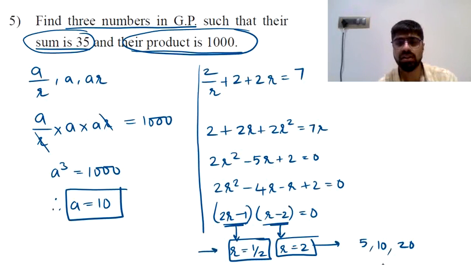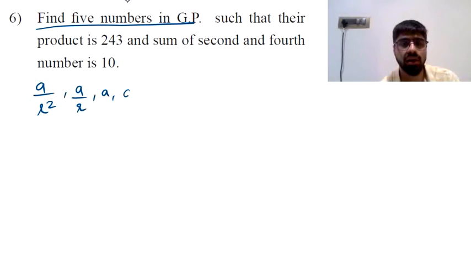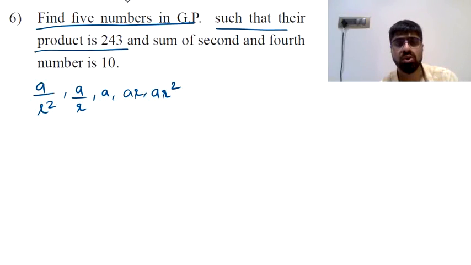Now if you take R as half and A as 10 and try to evaluate the numbers, then instead of getting 5, 10 and 20, you will get 20, 10 and 5, which are one and the same numbers only. So ultimately your required numbers are 5, 10 and 20. And yeah, that's how we are answering the fifth question. Going ahead with the sixth one, find 5 numbers in GP. So now that it's 5 numbers, we will take them as A by R square, A by R, A, AR and AR power 2 such that their product is 243.